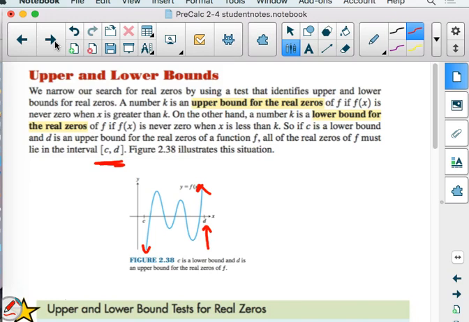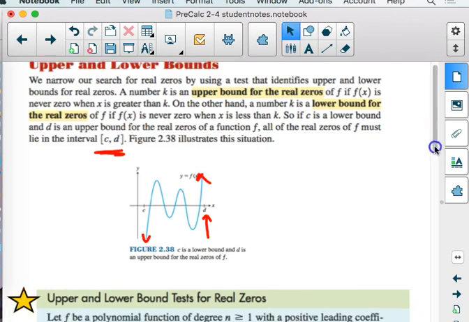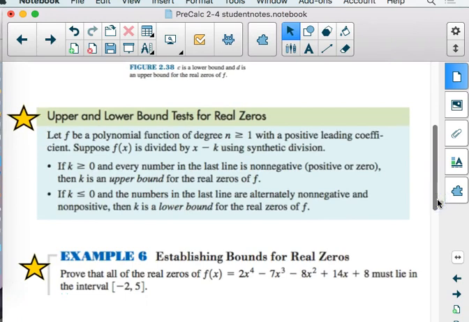And we have to do each one of those sides, the upper bound and the lower bound. So the upper and lower bound test for real zeros just involves synthetic division. That's all it is. So let f be a polynomial function of degree n greater than or equal to 1 with a positive leading coefficient. Suppose that f of x is divided by x minus k using synthetic division.